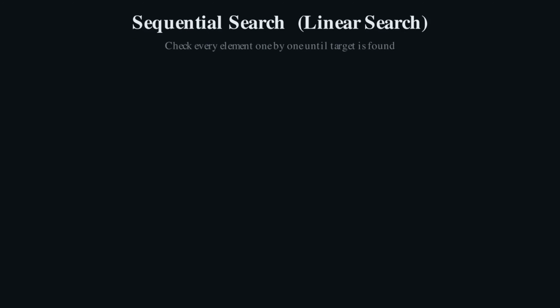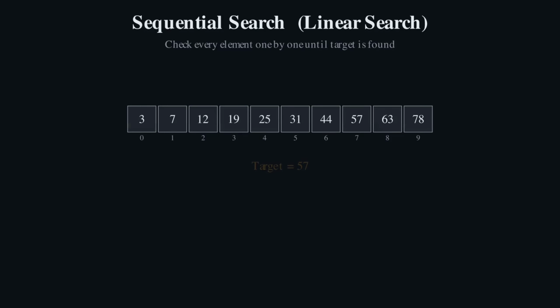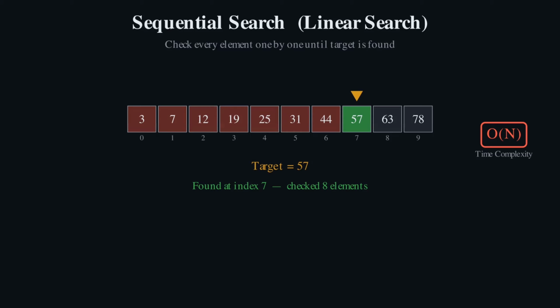Searching for a specific item inside a list or an array is one of the most fundamental and common operations in programming. The simplest and most intuitive way to do it is called sequential search, also known as linear search. You start at the very first element, compare it with the target you're looking for, then move to the second element, then the third, and so on, one by one, until you either find the target or reach the end of the list. Because you may have to check every single element, the time complexity of sequential search is O(n), where n is the number of items in the list.